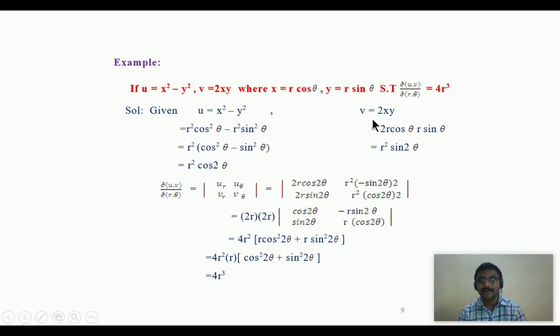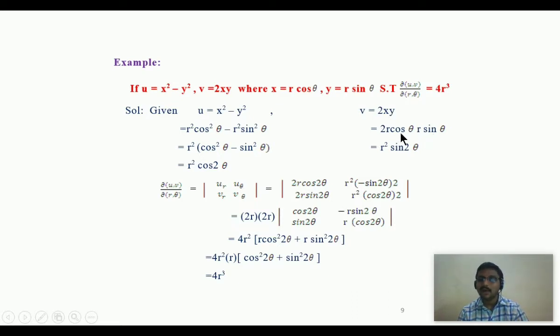But using these equations, x is r cos theta and y is r sin theta, we can reduce u and v in terms of r theta. Substituting, u is x square minus y square, r cos theta whole square is r square cos square theta minus r sin theta whole square is r square sin square theta. Now taking out r square, we will have r square into cos square theta minus sin square theta. But cos square theta minus sin square theta is cos 2 theta. V is 2xy, but x is r cos theta and y is r sin theta.